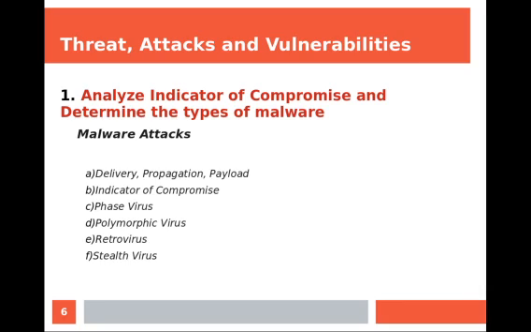Polymorphic virus, a virus that changes form and or mutates in order to avoid detection. Then retrovirus, a virus that attacks or bypasses the antivirus software installed on the computer. After that, coming to the stealth virus. This attempts to avoid detection by antivirus software and the operating system by remaining in the memory.